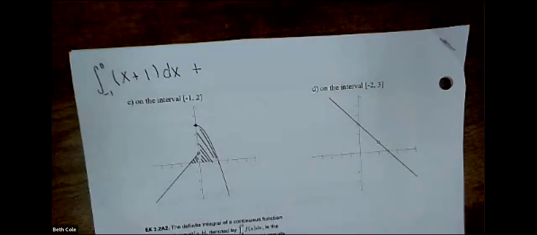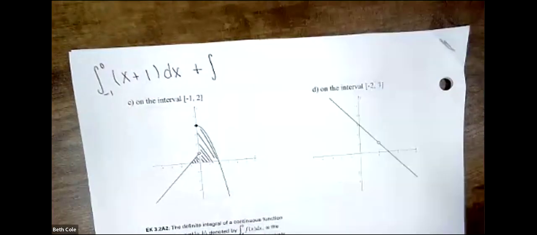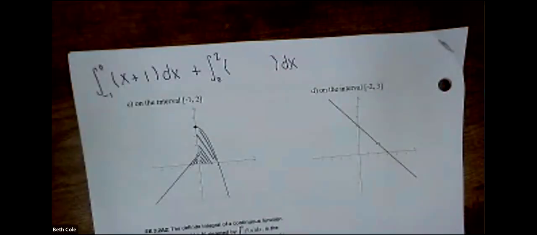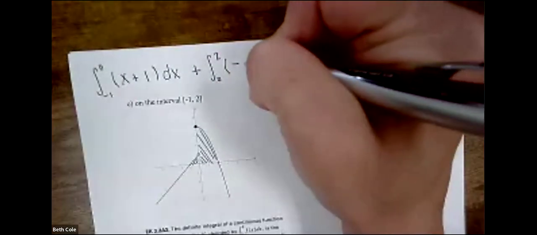Plus, and now we're going to set up another integral. So what are the boundaries on the second one? Yeah, 0 to 2, leave a gap. What would be the equation for that one? Negative x squared, good, plus 4. Perfect.